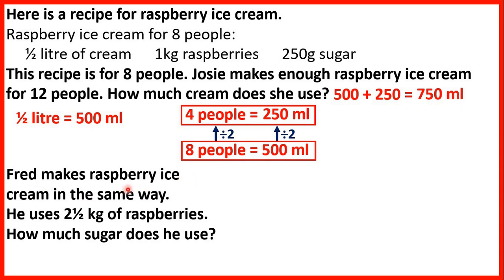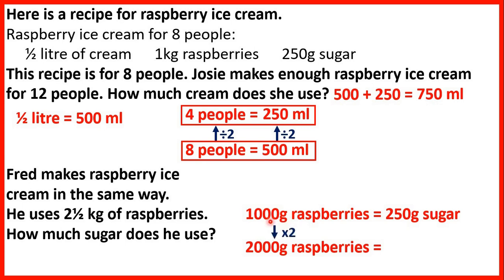Now, Fred makes raspberry ice cream in the same way. He uses 2.5 kilograms of raspberries. How much sugar does he use? Well, in the recipe, we know that we need 1 kilogram of raspberries for 250 grams of sugar, and 1 kilogram is the same as 1000 grams.